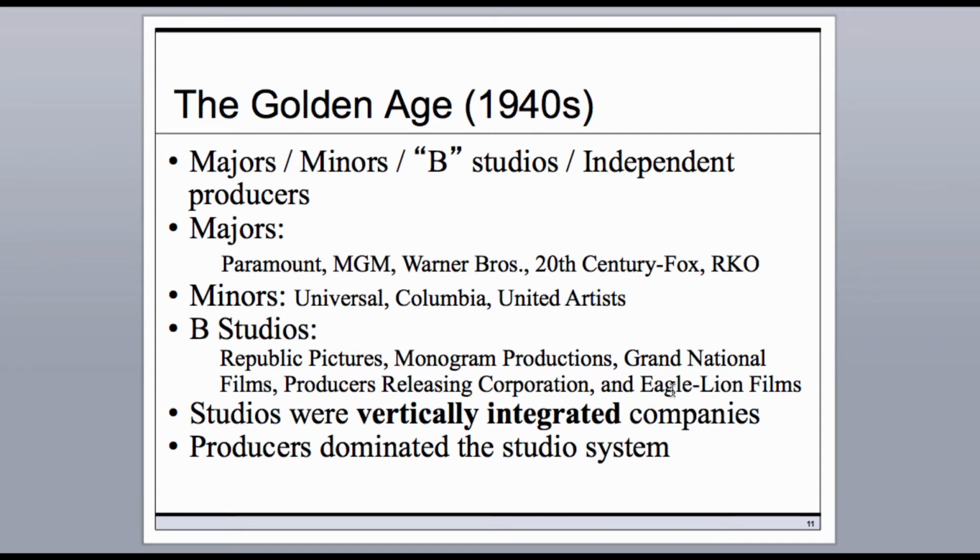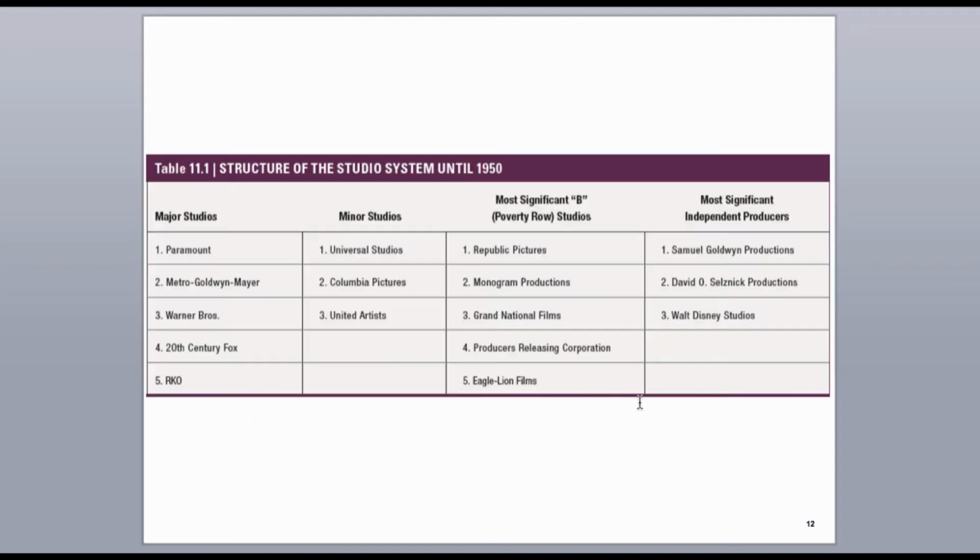Here's the list of the B studios. Some produced some very significant films, others not much. And the studios are vertically integrated so that the studios control the money flow, the product flow. Theaters had to get it from the studios or they had nothing to show. And producers dominate at that time. So the structure of the studio system until 1950, this is a little look at it. You can look at those on your own. Notice that the independent producers include the Walt Disney Studios.